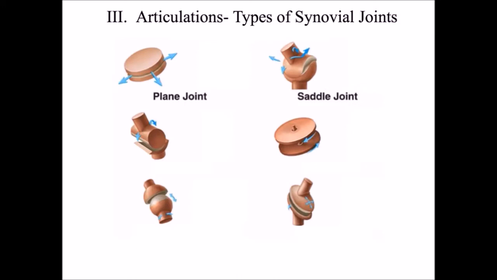The second type of synovial joint is the saddle joint. The saddle joint is rare. The saddle joint is found between the bone that makes up the thumb, the palm of the thumb, and the carpal bone or wrist bone that sits beneath it.